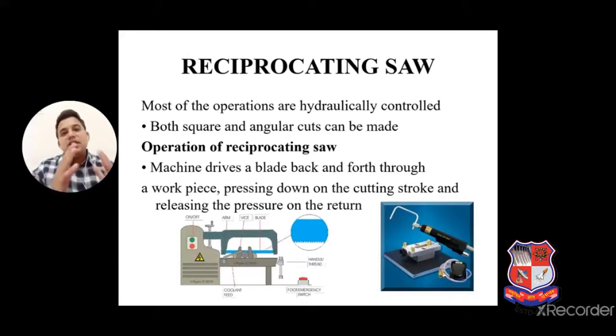What do we mean by square and angular cut? I would like to explain that. When we have a particular rod and we cut it in the vertical direction, straight across, it is called square cutting.